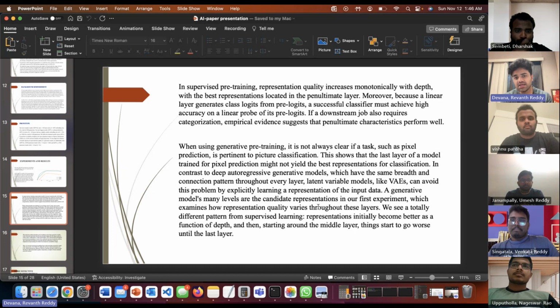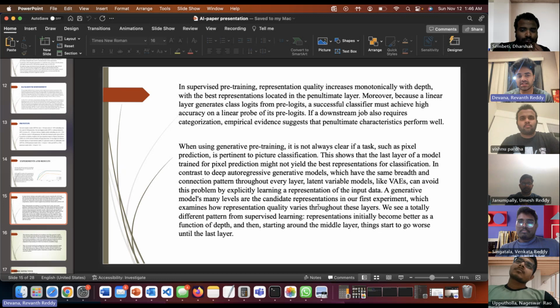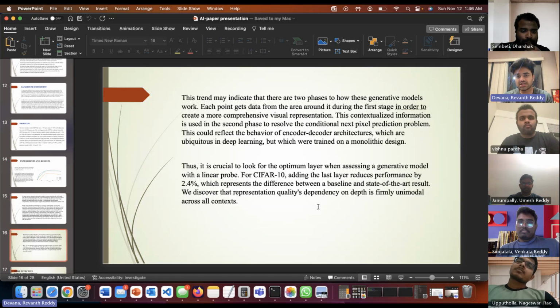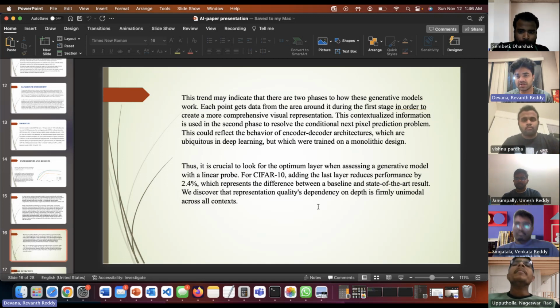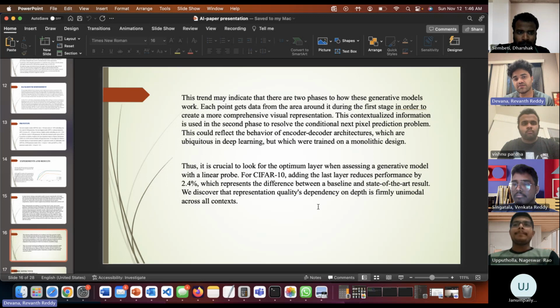In a generative model, many layers are candidate representations. Our first experiment examines how representation quality varies throughout these layers. We see a totally different pattern from supervised learning. Representations initially become better as a function of depth, and then starting around the middle layer, things start to get worse until the last layer. This trend may indicate there are two phases to how these generative models work. Each point gathers data from the area around it during the first stage in order to create a more comprehensive visual representation. The consolidated information is used in the second phase to resolve the conditional next pixel prediction problem.